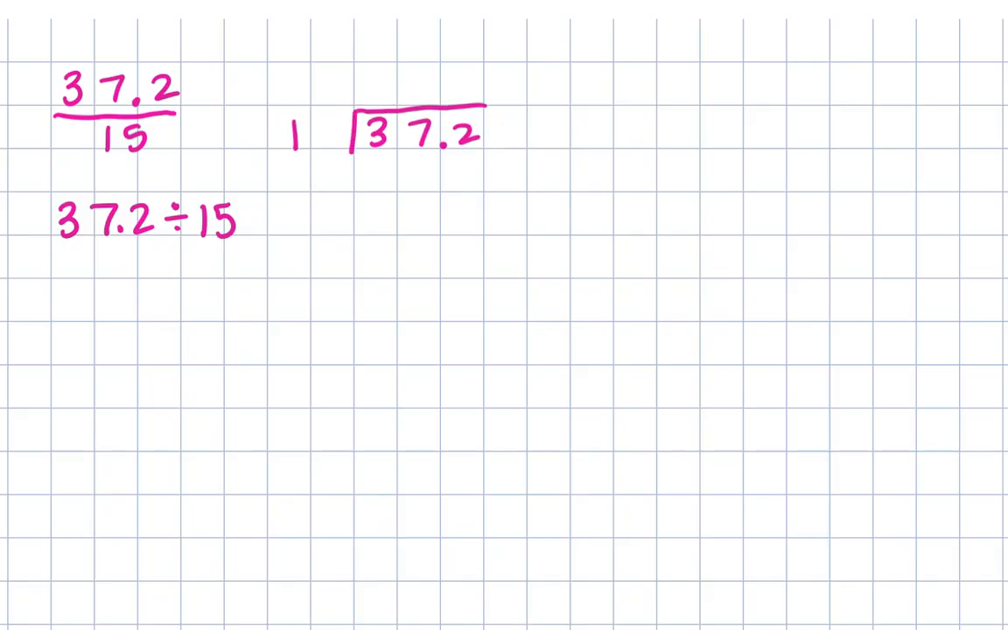The first one we're going to do is 37 2/10 divided by 15. Okay, that written with the division sign is 37 2/10 divided by 15. If I put it, top dog goes in the house, that's 37 2/10 divided by 15.